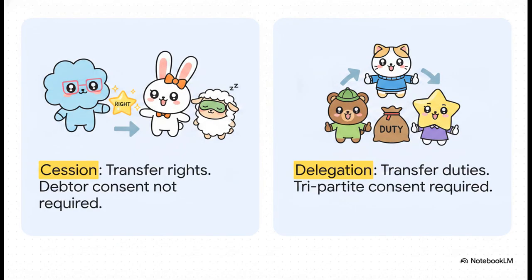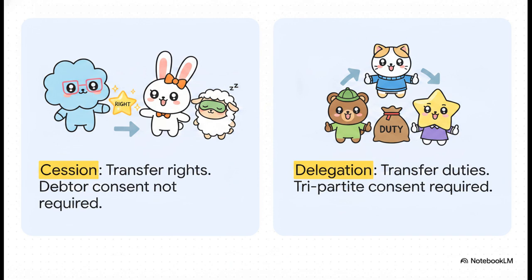Let's talk about transferring these rights and duties, because this is a massive concept that examiners love to test. Cession is when you transfer your rights. Let's say someone owes you money down in Cape Town. You can cede your right to collect that debt to a friend. The cedant, which is you, and the new cessionary, your friend, agree. And here is the absolute key point. The debtor's consent is not required at all.